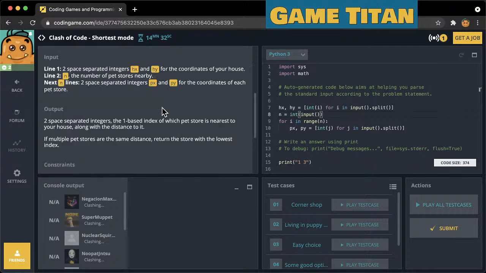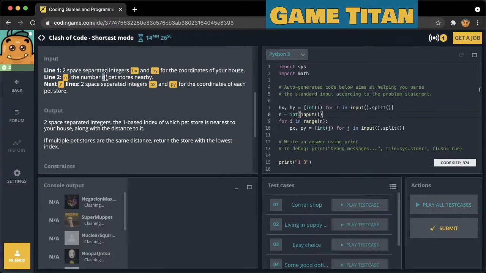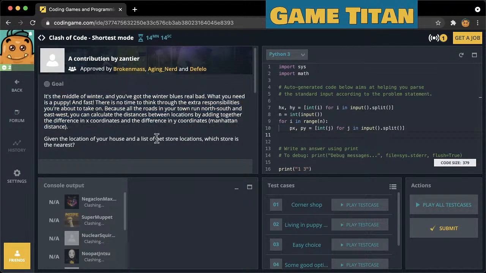So the house is the first line, number of pet stores, which we'll ignore, and then each of the pet stores. So these are all already parsed as integers here, and we need the distance. And the distance is going north and south. So we have the difference between hx and px, plus the difference between hy and py is going to be the distance.